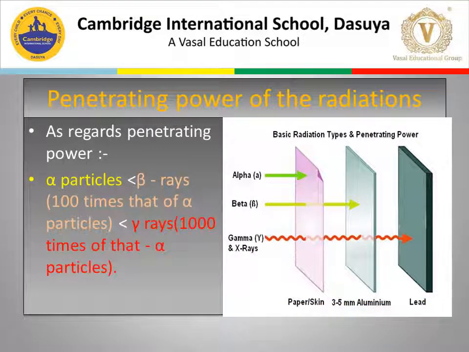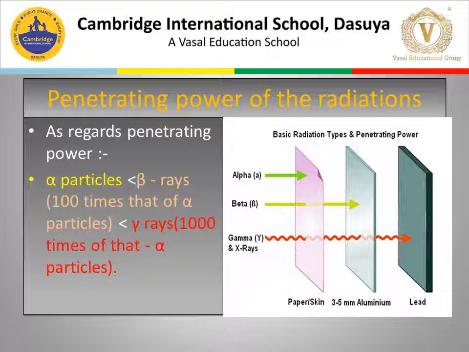If we compare the penetrating power of the three radiations, the alpha particle has the least penetrating power, then the beta rays, and the highest penetrating power is that of the gamma rays. In terms of comparison, the beta particles are around 100 times more penetrating than the alpha particles, whereas the gamma rays are around 1000 times more penetrating than the alpha particles.